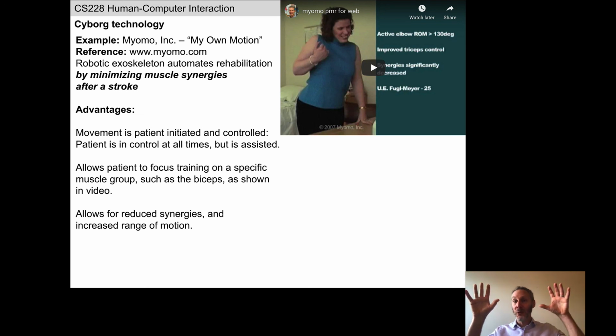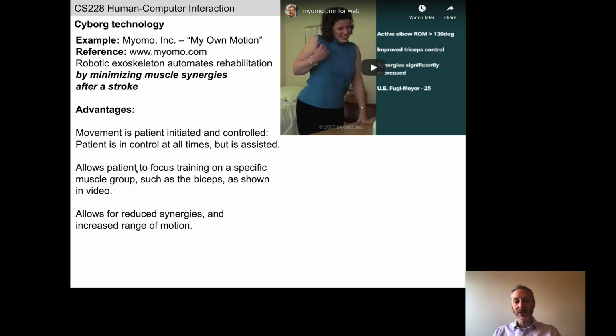They haven't figured out, if you think of the brain as controlling the strings of a puppet, as a marionette, it's very difficult to control the motion of one muscle group while leaving the other ones intact. A stroke can break or disrupt the brain's ability to do so. So the particular therapeutic device we're going to look at now is designed to try and reduce these muscle synergies. How does it do that? It allows the patient to initiate movement, as you'll see in the video in a moment. So the patient is in control at all times, but is assisted. So this is an assisted device.